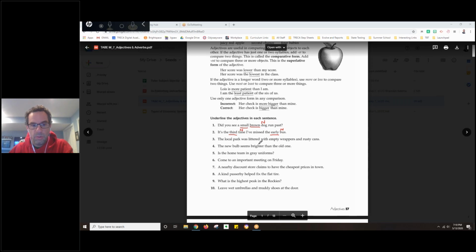I'll do the third one with you too. The local park was littered with empty wrappers and rusty cans. There's a bunch of different nouns in this one. You have the park, which is a noun, wrappers would be a noun, and cans would be a noun. So what kind of a park was it? It was our local park. What kind of wrappers were they? They were empty. And then what kind of cans? They were rusty cans. So that's how you would go through these.